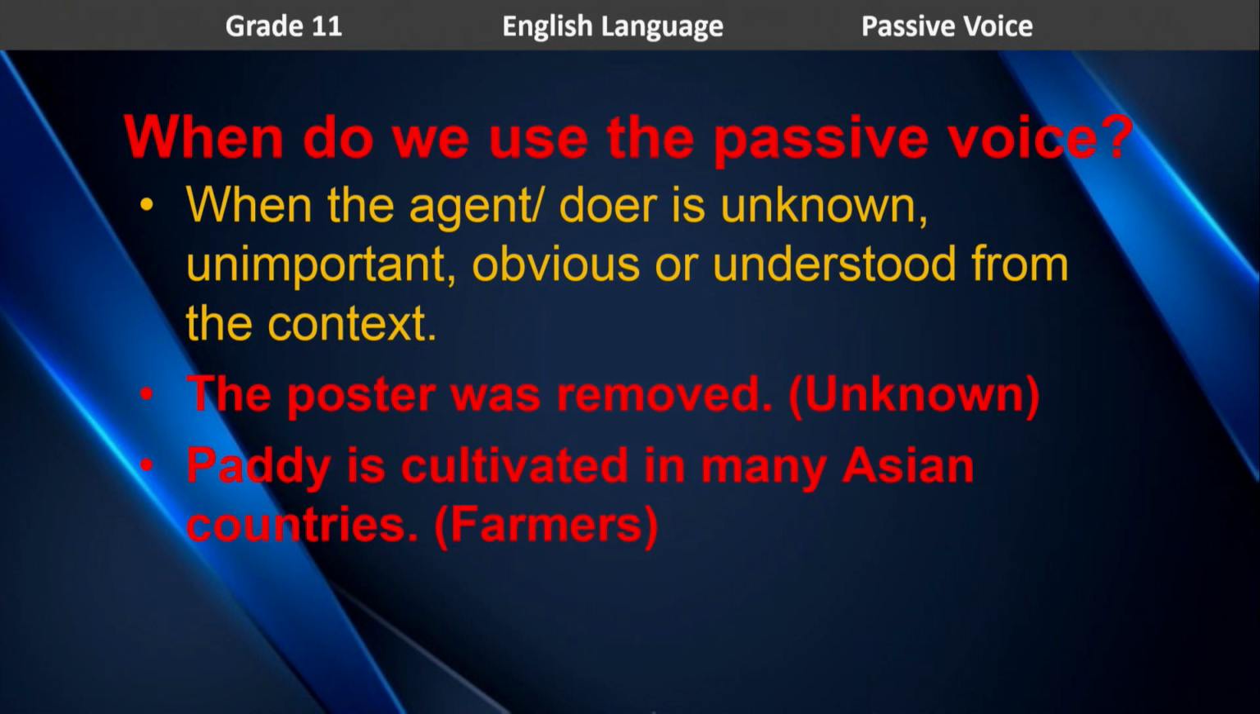The next one: Paddy is cultivated in many Asian countries. There, it is understood that paddy is cultivated by the farmers. So, we use passive voice sentences in such situations. Let us have a look at the other one. The thief was arrested. It is understood. The sentence itself gives the idea that he was arrested by the police.